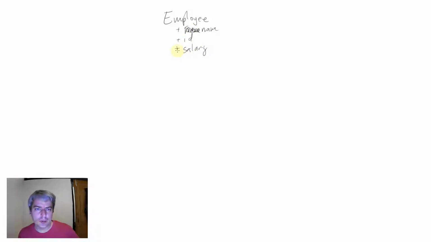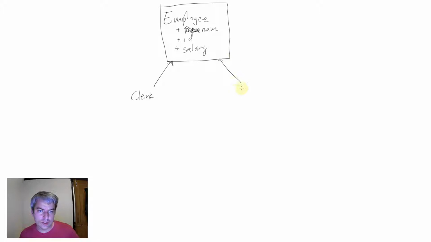But we said there are going to be different types of employees. So this is going to be one of our classes. Another employee might be a clerk, and over here we'll put doctor. A clerk and a doctor have different responsibilities. They both have names, IDs, and salaries, but they have other things that are unique just to them, even though they are both employees. For a doctor, we might want to keep track of the number of patients they've seen, whereas for a clerk, the number of files they filed.